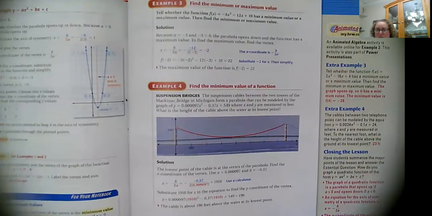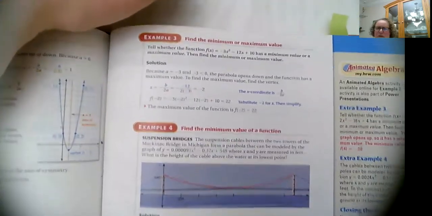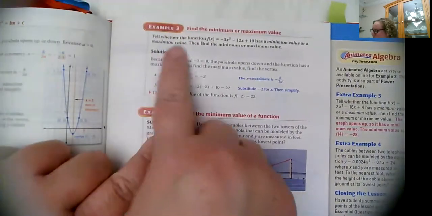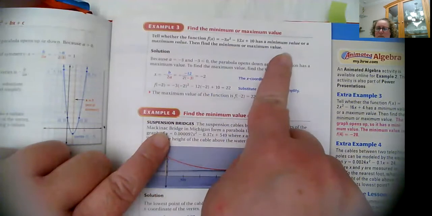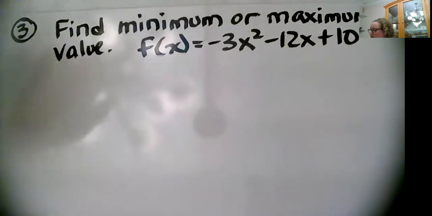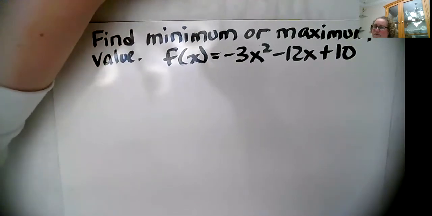So for example 3, zoom in a little bit. So it says, tell whether the function, and it gives us this equation, has a minimum or a maximum value. Now we're going to go to our whiteboard, which I have here.